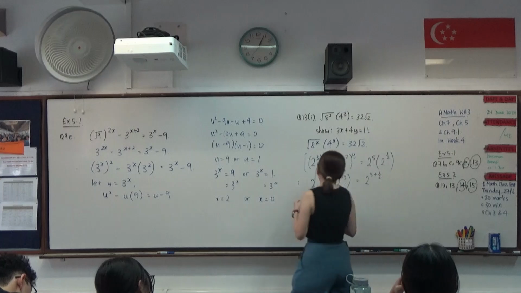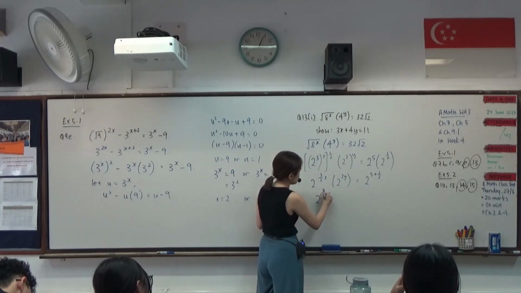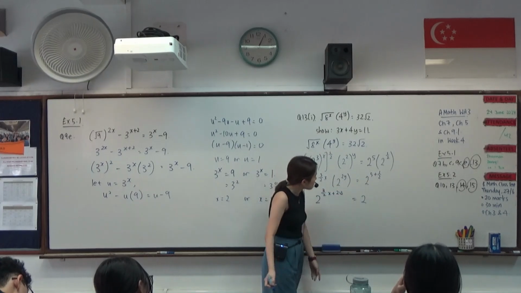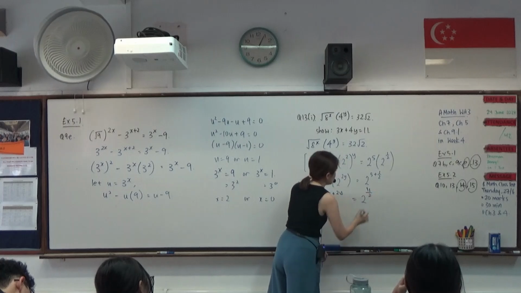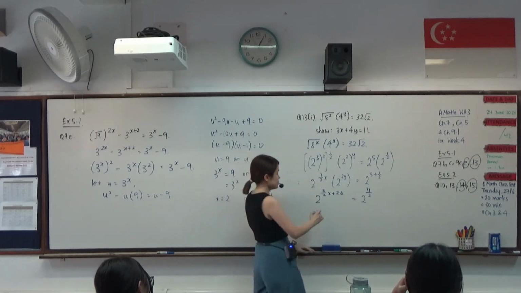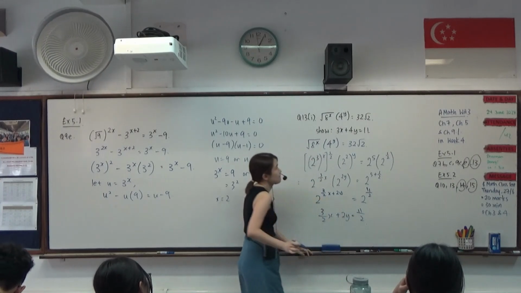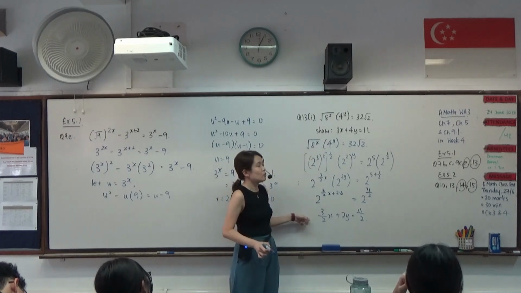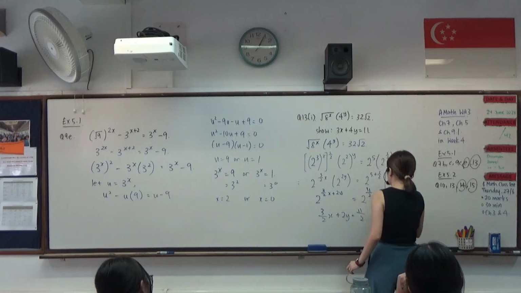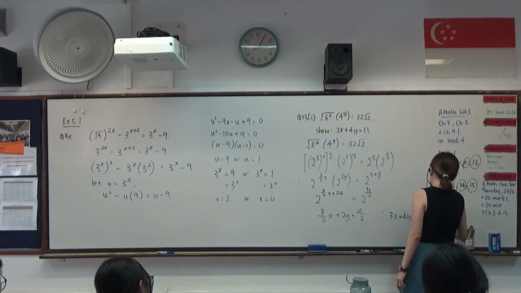Then from here, you can re-express it as 2 to the power of 3 over 2 x plus 2y equals 2 to the power of 5 plus half, that will be 11 over 2. And therefore, by equating the powers, you will get 3/2 x plus 2y equals 11/2. And to achieve this, we just multiply across by 2, and we will be able to get the required equation.